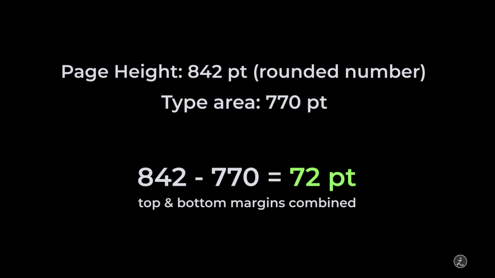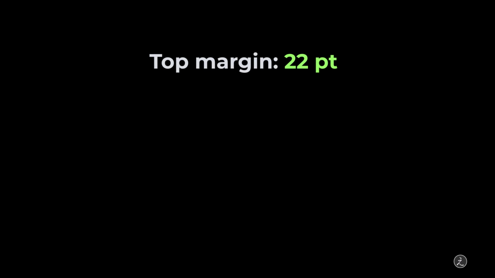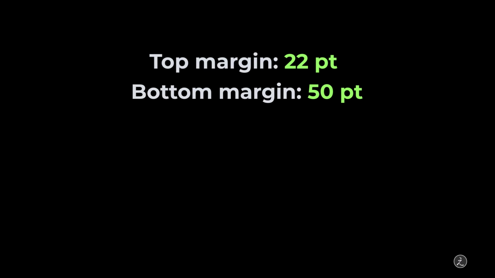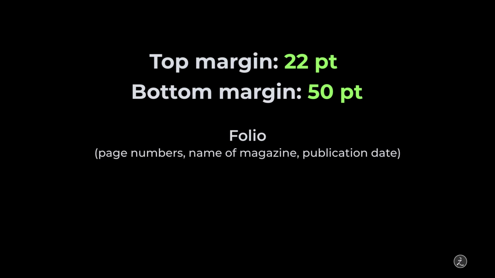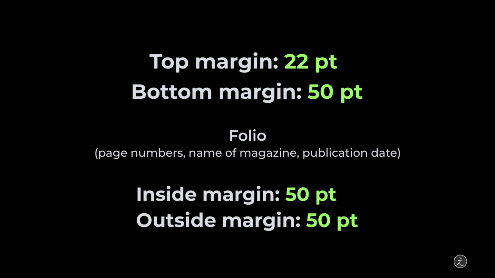Now, it's a personal choice how I distribute the 72 points between the top and bottom margin. I'll make the top margin smaller since the bottom margin may include the folio, the page numbers, and the name of the magazine. So I'll set the top margin to 22 points and the bottom margin to 50 points. As for the inside and outside margin, I'll set those to 50 points, and that will give me enough breathing space on both sides.